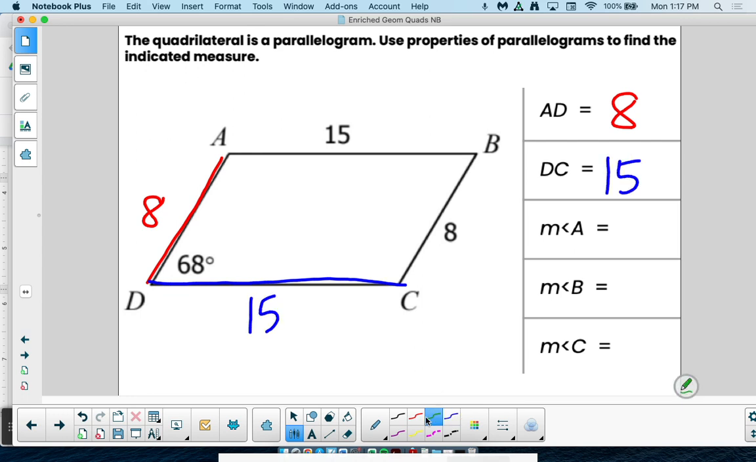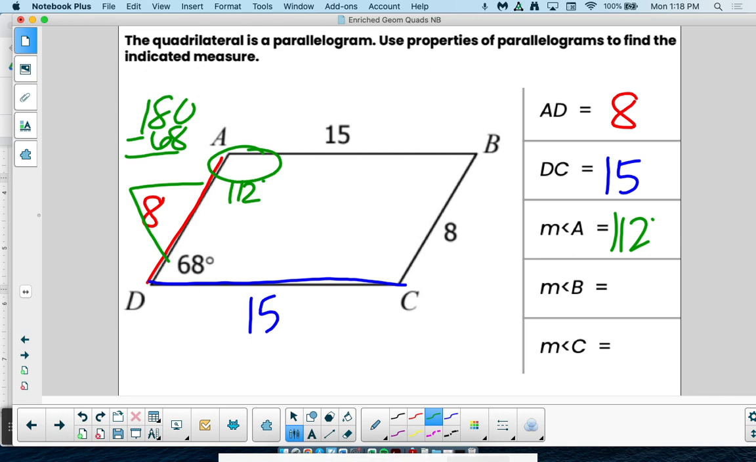Okay, angle A. What do you guys think? It is the same as C. How'd you get 112? Equals 180. Right, those angles on top of each other add to 180. So 180 minus 112 gives us 68. Oh, not 68. I did that backwards. 112. There we go.